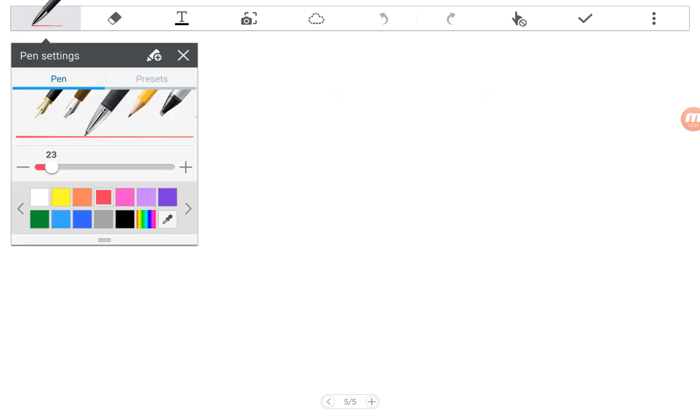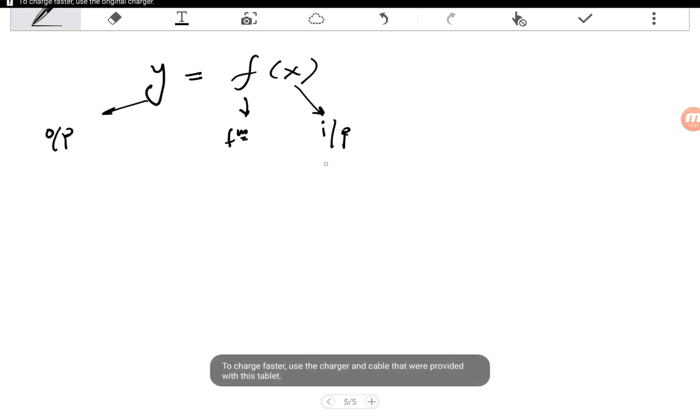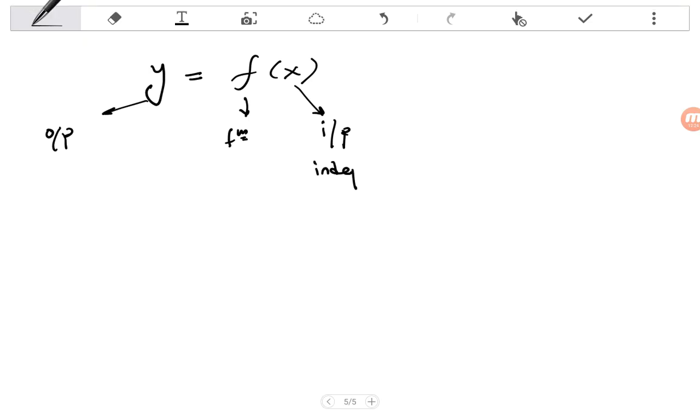Now, we have some terms. When I say y is equal to f of x, f is the function or the operator, x is the input, and y is the output. Sometimes we give them other names. We call the input the independent variable, and we call the output the dependent variable.